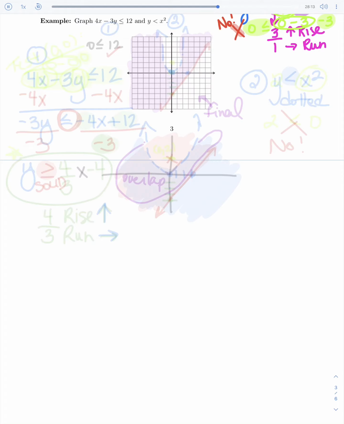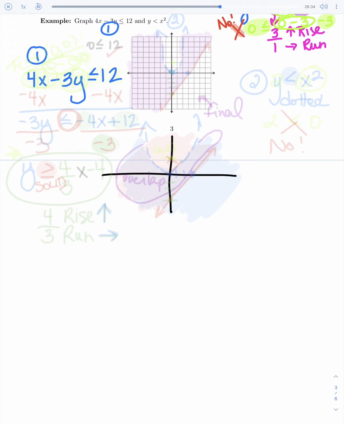Let's try another one. Let's look at this next one. Again, let's break this up into two different pieces. Let's deal with the first graph first, which is this 4x minus 3y is less than or equal to 12. And I'm going to do a mock-up here below this time because I'm running out of space. So let's figure out what this line would look like.